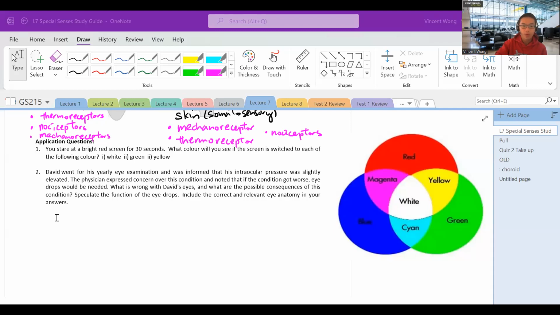Let's begin with where we left off last week. We did not have a chance to do the application questions for lecture 7. So let's take them up first. So question number 1 here.